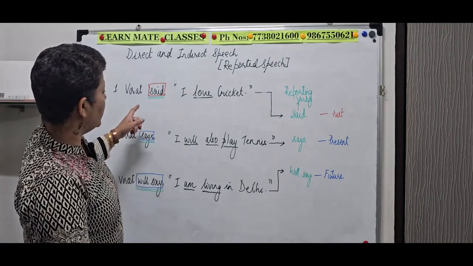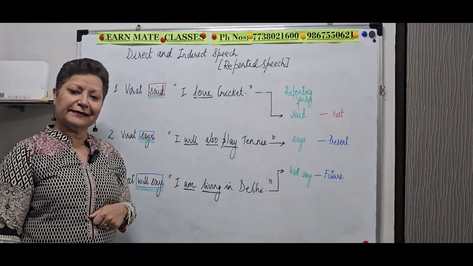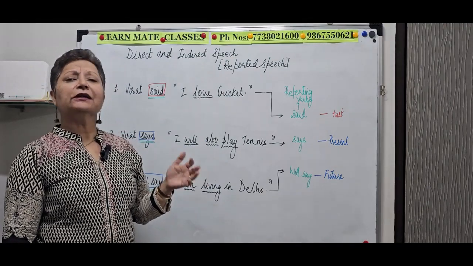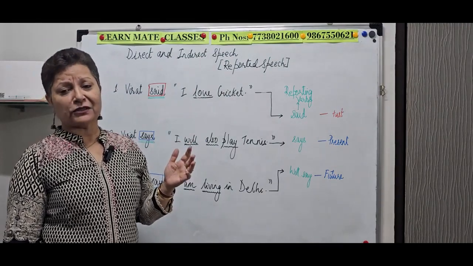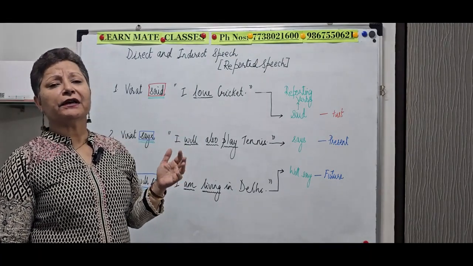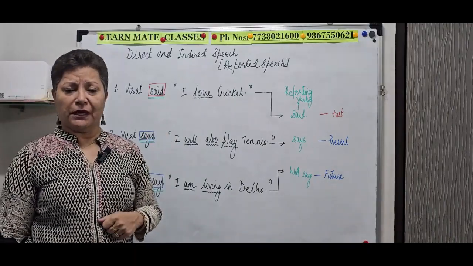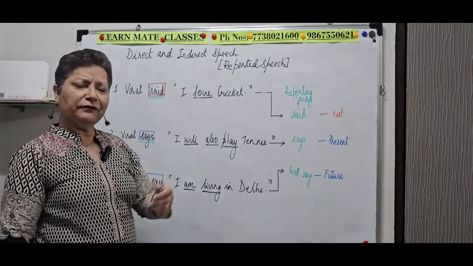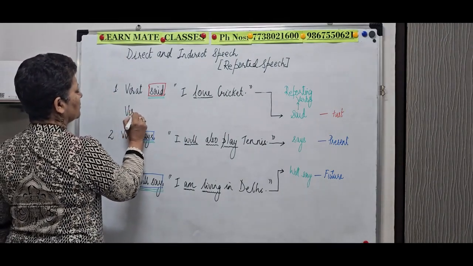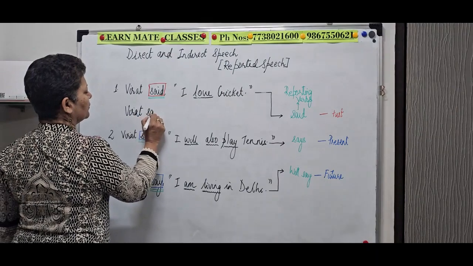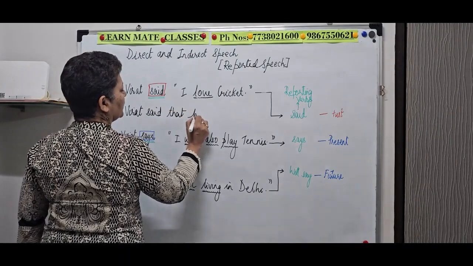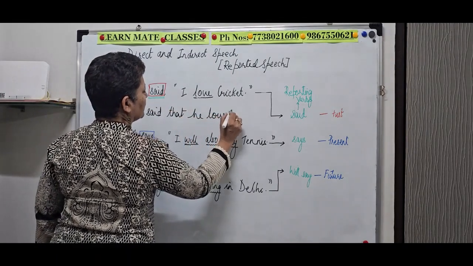So let us see how these sentences change even without knowing the rules of reported speech. We sometimes use reported speech. So let's just see how we generally say these sentences if we were asked not to use the quotation marks. So Virat said that he loved cricket. So I simply write this like: Virat said that he loved cricket.